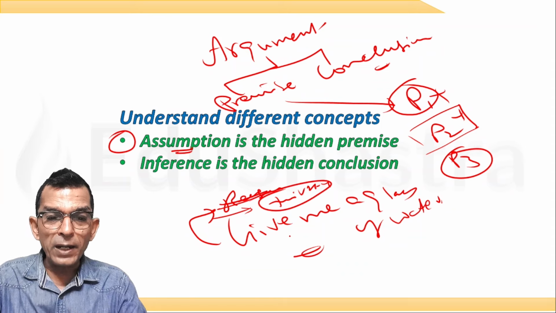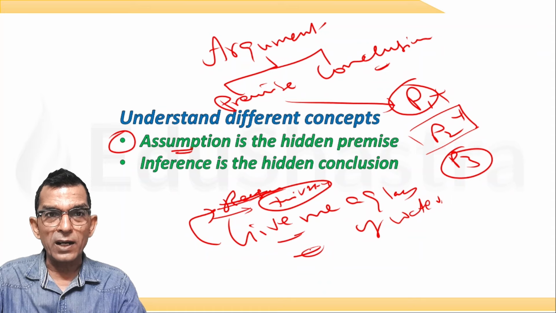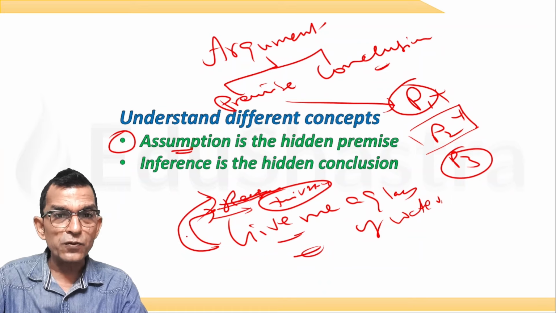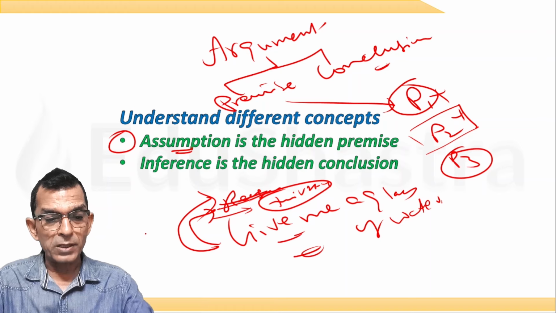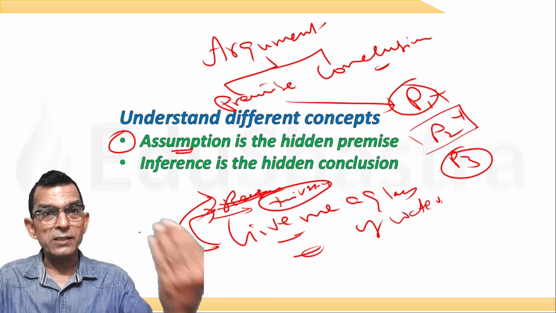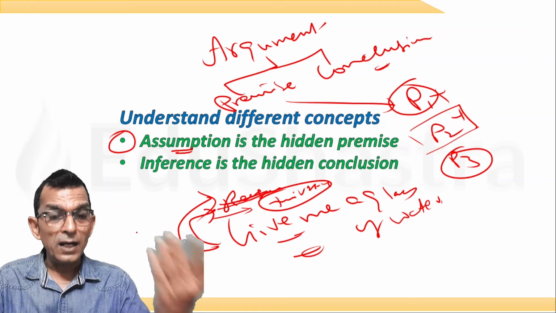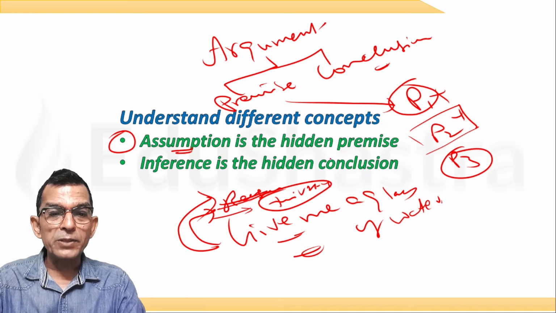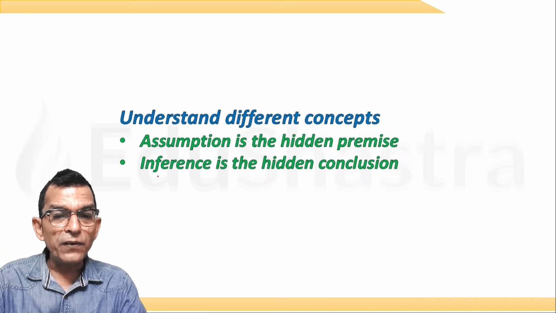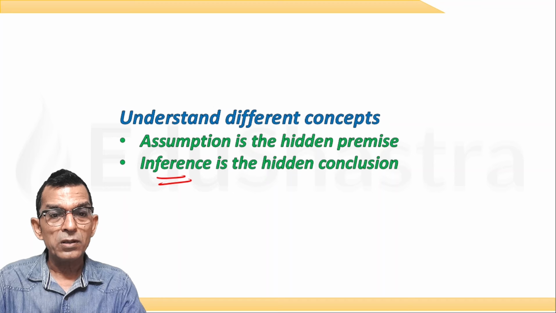So, what made the author ask for a glass of water? There must be a basis for this. That basis is called the premise. And the basis, if you can understand it well, is the assumption. Okay? So, assumption is the hidden premise. And inference is the hidden conclusion.